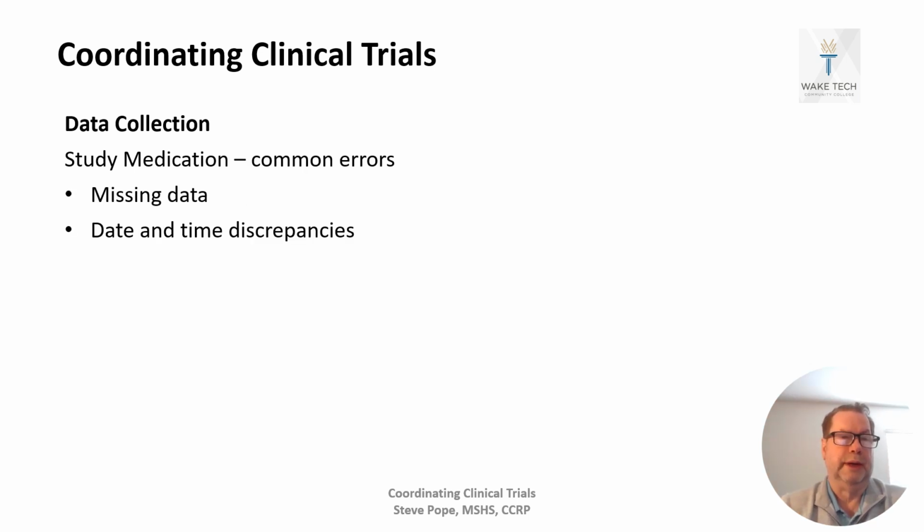Some common errors related to study medication include missing data and date and time discrepancies. You may have a trial where the subject records their dosing information in a diary. It might be either on paper, or they might use one of the little ePro devices, which are similar to a smartphone, to collect that. Since they're entering that data, they sometimes make some mistakes on it, so you can have some of these discrepancies occur as a result of that.